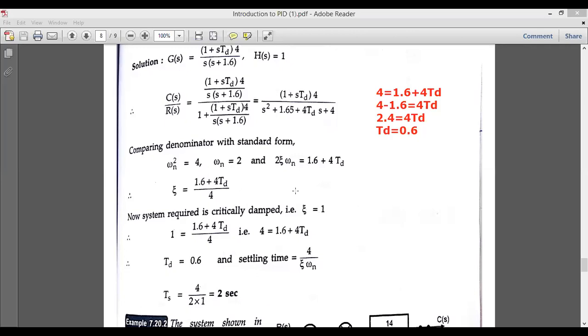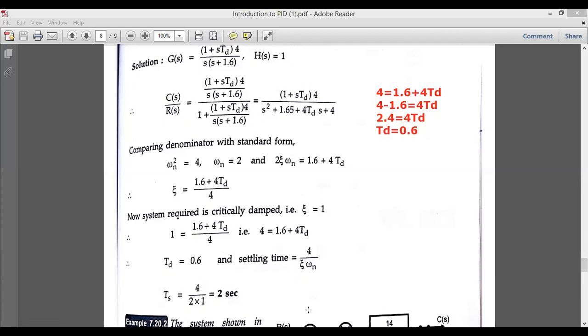So in this way, whenever a problem is asked with respect to the PID controller, you can solve it. Very simple problem. Once you know the standard formula, you need to bring the given block diagram to C(s) divided by R(s), and then compare the denominator with the standard value, and try to find the value of the damping factor. And if the question says it is critically damped, then the zeta value should always be taken as 1. Once you obtain the zeta value, just substitute the values, and you will find the value of TD as well as the settling time.